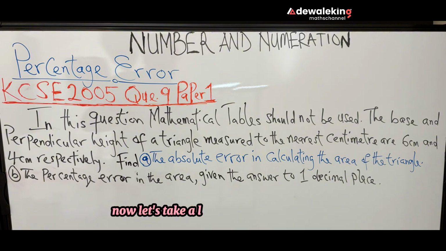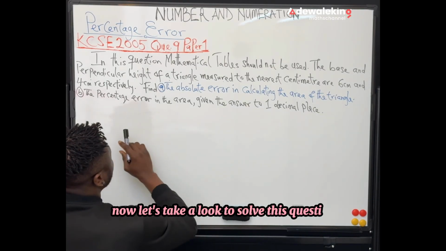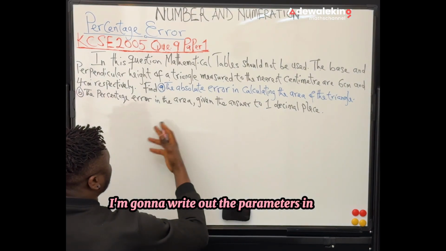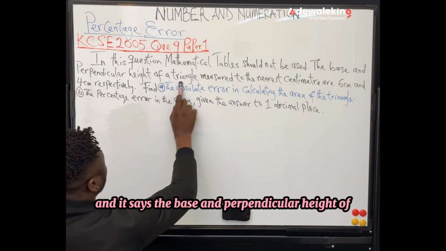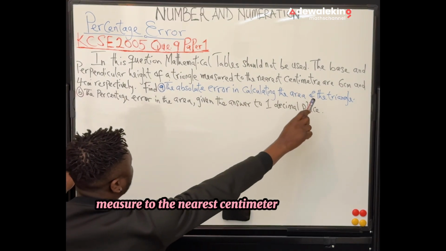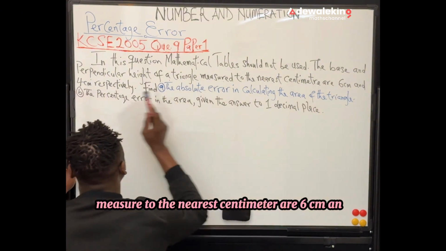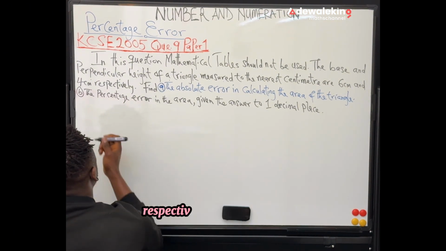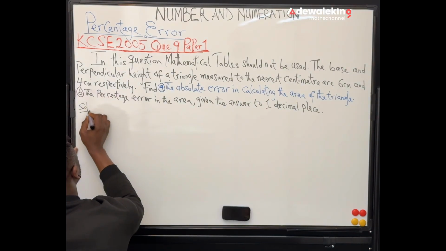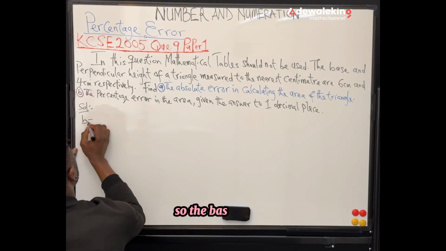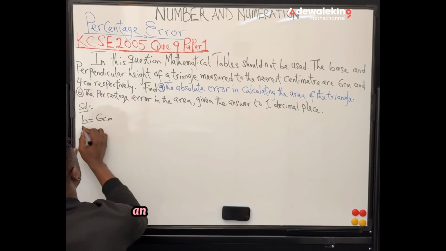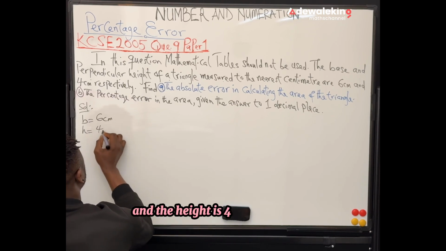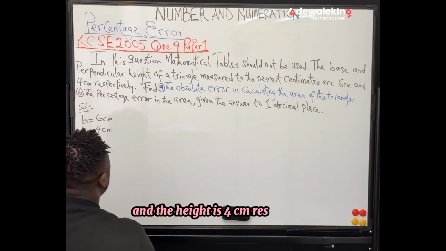Now, let's take a look. To solve this question, we're going to write out the parameters. It says the base and perpendicular height of a triangle measured to the nearest centimeter are 6 centimeters and 4 centimeters respectively. So we say solution. The base is 6 centimeters and the height is 4 centimeters.